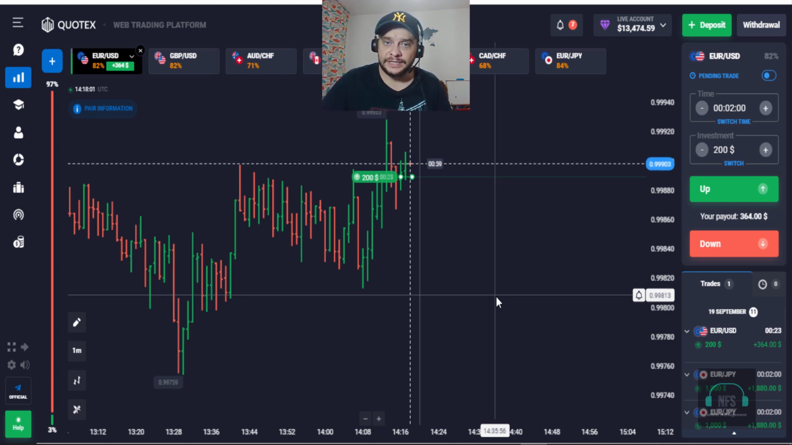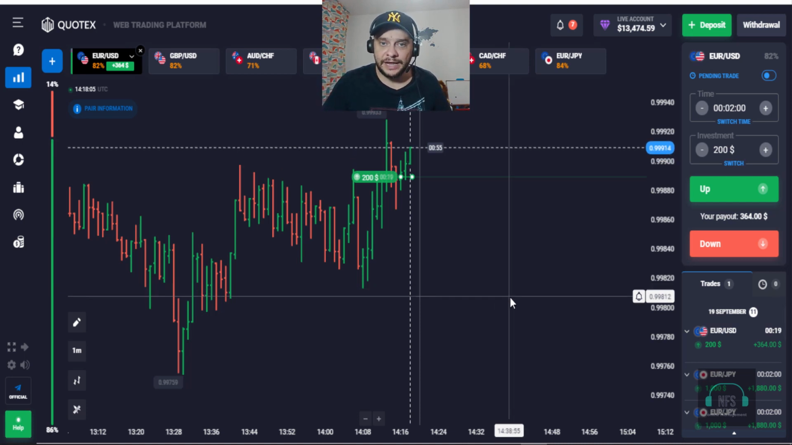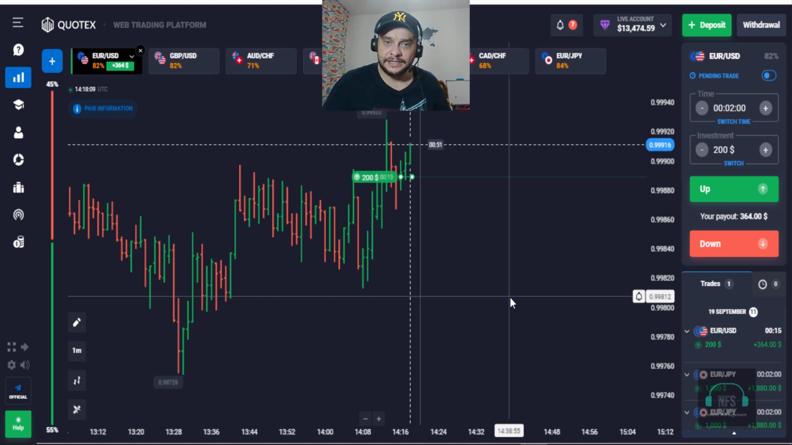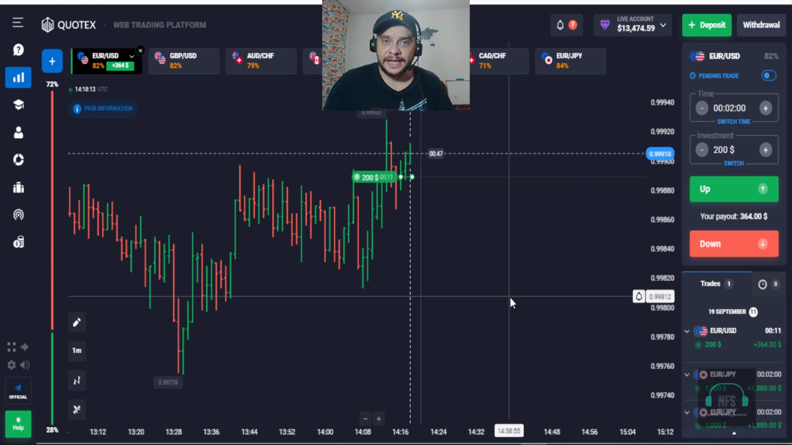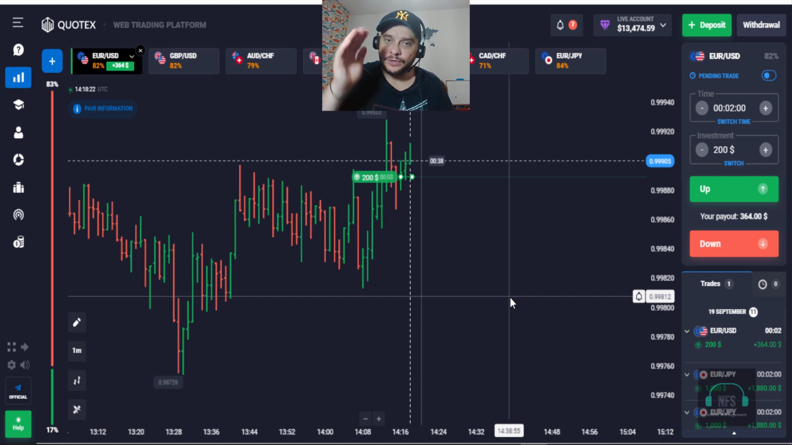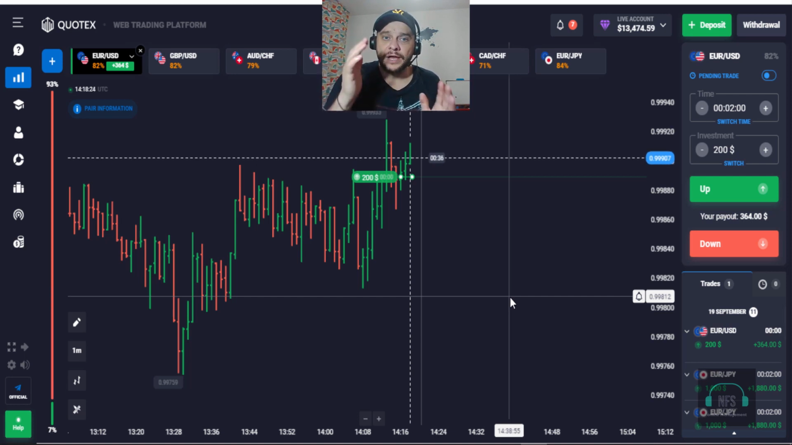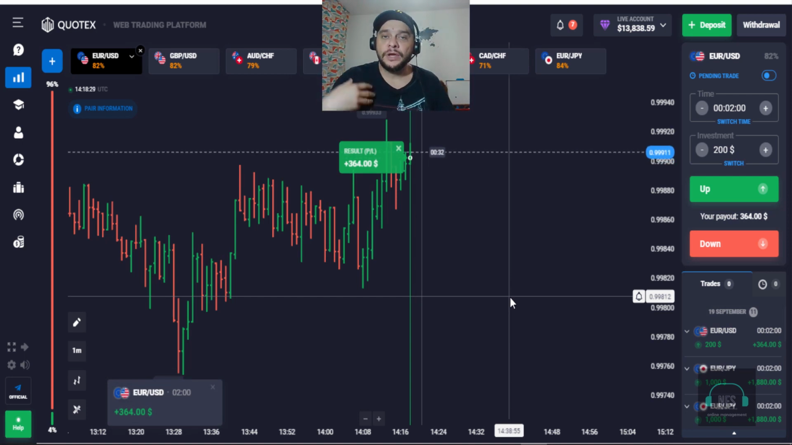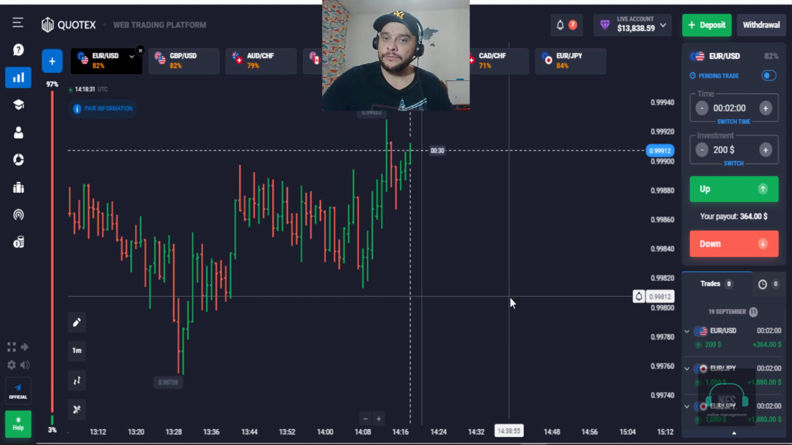Let's wait for this trade on Euro USD to close and see what happens. As you can see, the price is going up as the indicator offered in the signal. And yes, in the money on Euro USD.